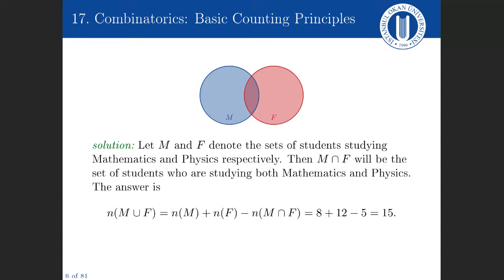The formula is the number of students who are studying maths, that's 8, plus the number of students who are studying physics, that's 12, but we're counting some of the students twice because 5 of the students are studying both maths and physics, so we do minus 5, and we get our answer 15.